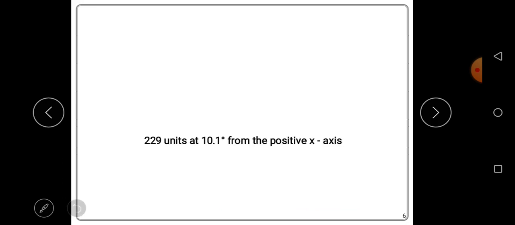So we can say that the magnitude is 229 units at 10.1 degrees from the positive x-axis. This is just a summary.